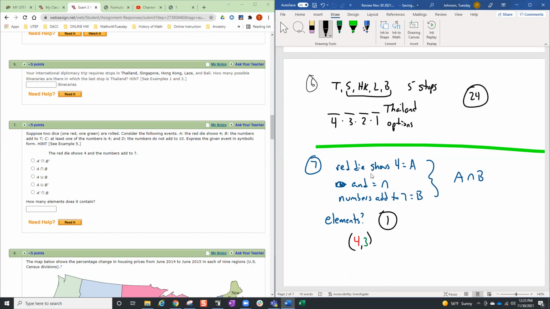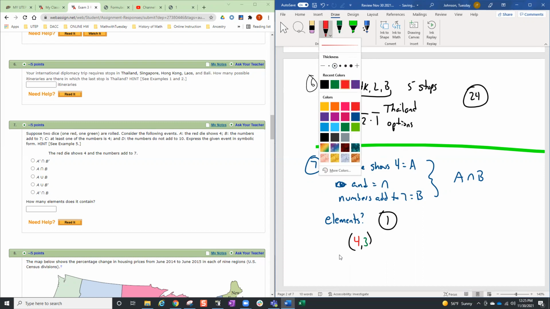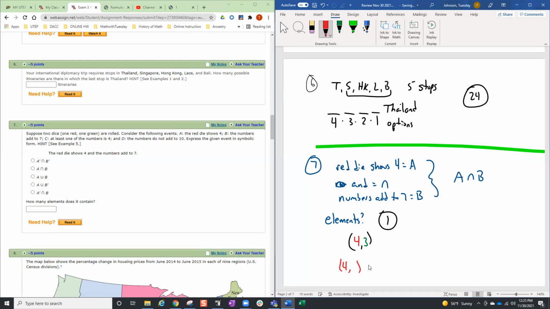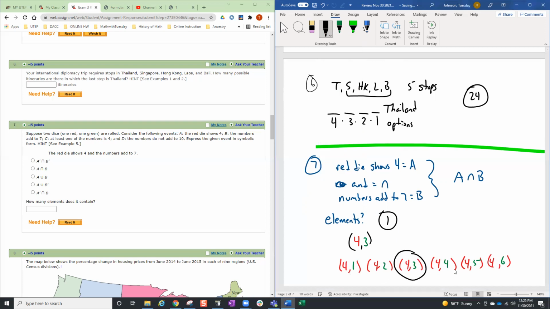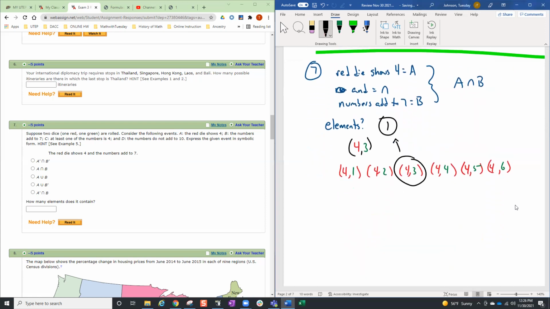So I would write down all the times that the red die shows a 4. 4, 1, 4, 2, 4, 3, 4, 4, 4, 5, 4, 6. Hurts my head. So our green could be a 1, 2, 3, 4, 5, or 6. How many of those also add to 7? That adds to 5, 6, that adds to 7, 8, 9, 10. There's only this one. And that might be the better way of going about it, to actually write out all of element A, and then out of those, pick which ones fit in B also.